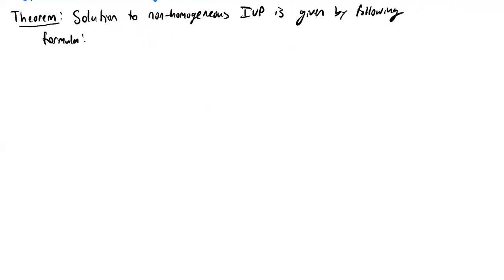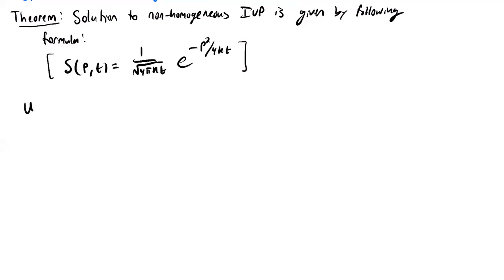Well, this formula is going to involve this Gaussian source function, which we saw when we looked at the homogeneous IVP. And so recall, let S of p comma t equal 1 over the square root of 4 pi kt, times e to the minus p squared divided by 4kt. We're just looking at the source function. Right, and so the solution formula will involve the source function as in the homogeneous case.